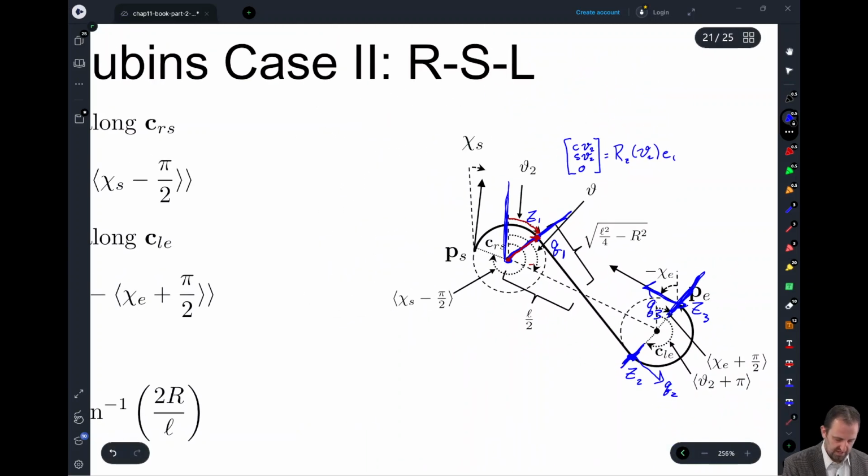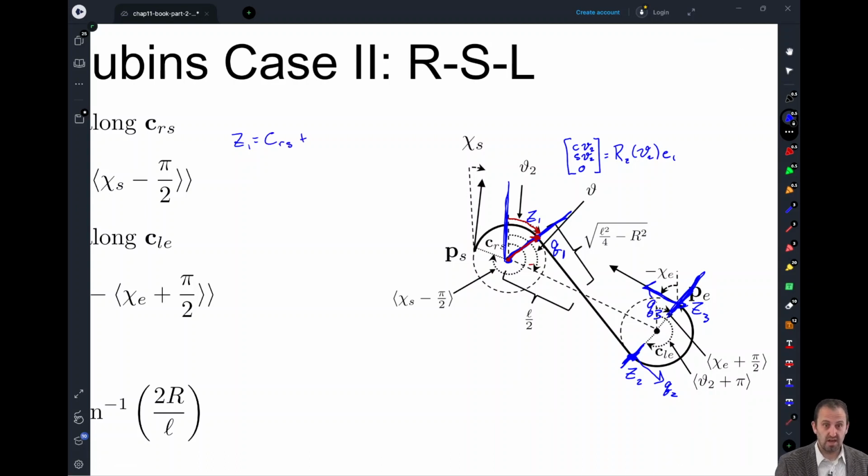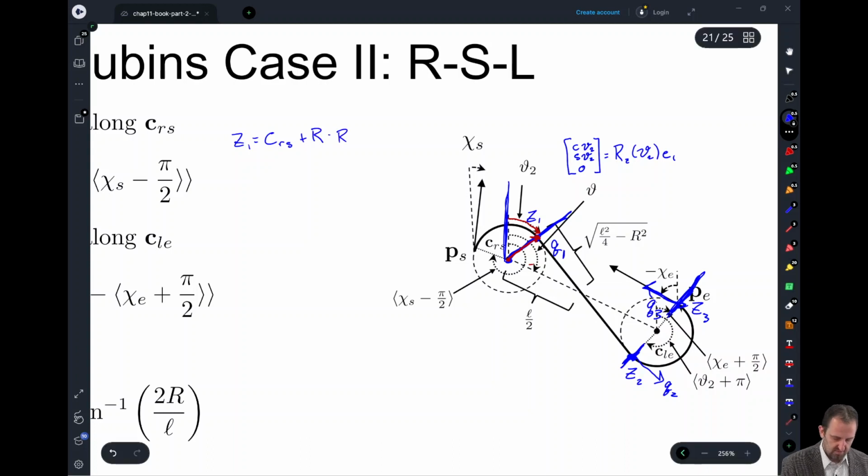So we say that Z1 is going to be equal to our center point plus, and again, that's where we could stop because that's going to be on the half plane. But then we're just going to define the point on the line, which is going to be R times RZ of arg theta 2 times E1.